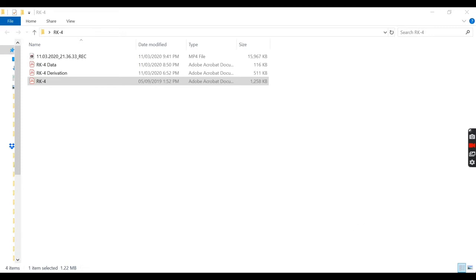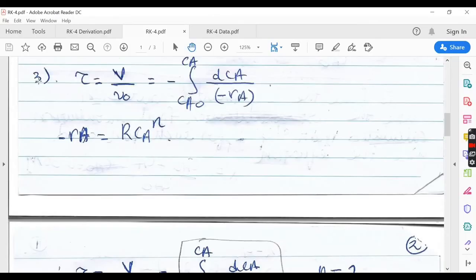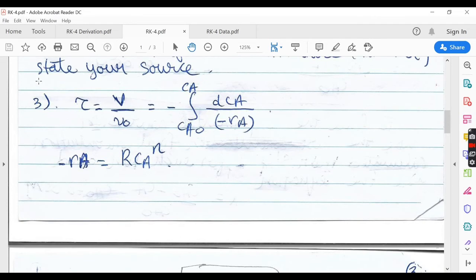Report requirement number 3 is substitute the rate expression into equation 8 and integrate to find the performance equation of the reactor. So we'll go to the file RK4 and open it. The report requirement states that you have to substitute the rate expression into equation 8.